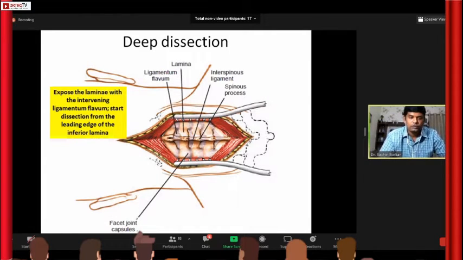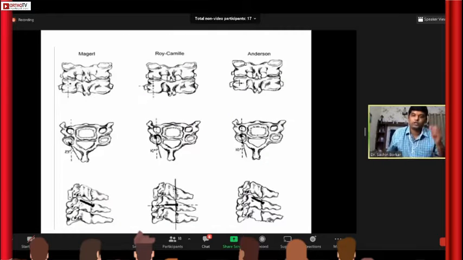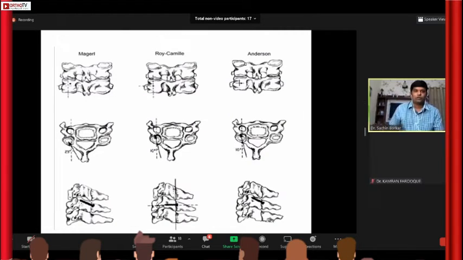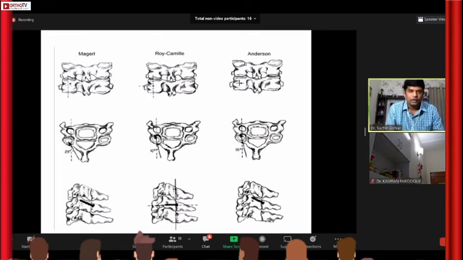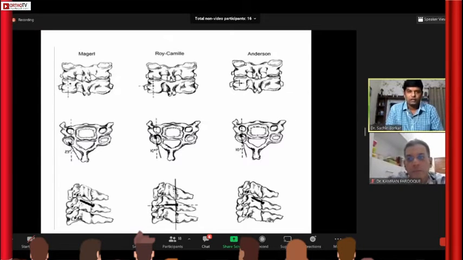So if you do a suboptimal exposure, you may end up putting the starting point pretty medial, and the lateral mass can break. So it's better to expose the entire block of bone. And there are various entry points described in literature by McGill, Roy Camille, Anderson, and so many techniques. But I'll suggest the beginners to just follow one simple reproducible technique which gives success in most of the cases. And this can be used as a salvage at times.